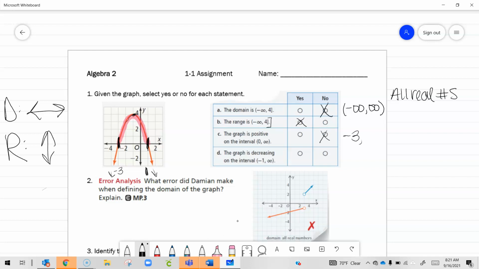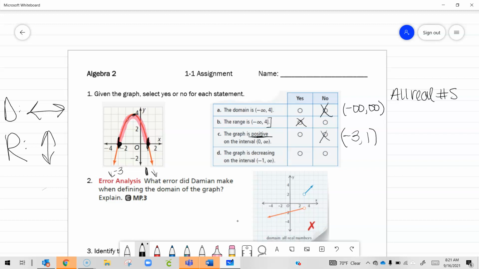It should be -3 to 1. And notice that at -3 and at 1 my y value is 0, which is not positive or negative. And so we're not going to include either -3 or 1. We're going to use round parentheses there.